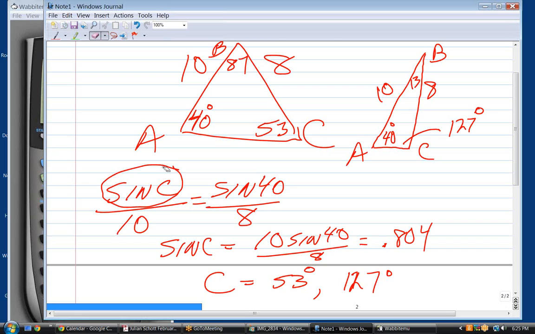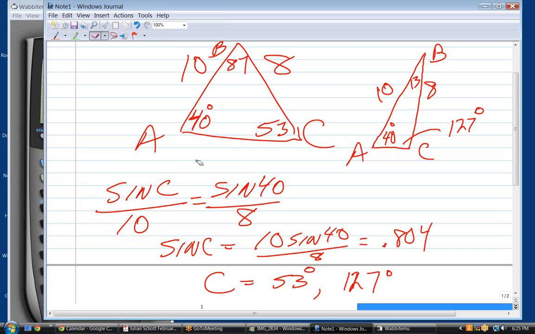You don't know when you first start, especially if this angle is less than 90. If this angle is greater than 90, you cannot have the ambiguous case and don't have to worry about it. But if this angle is less than 90, you potentially have the ambiguous case. So you have to figure this out. This is the easiest way to do it, believe it or not.